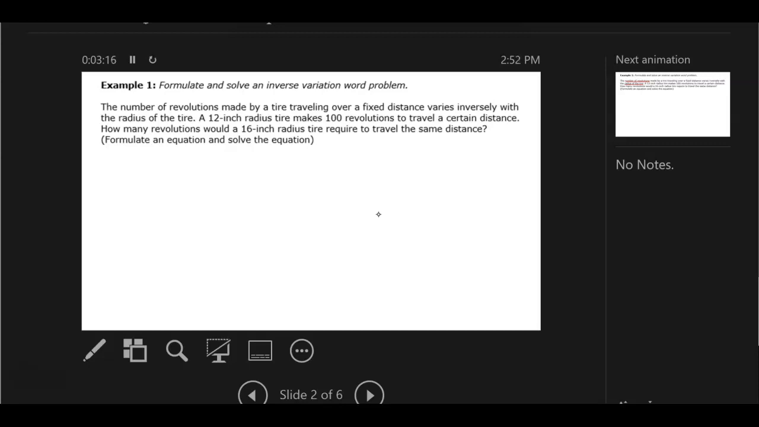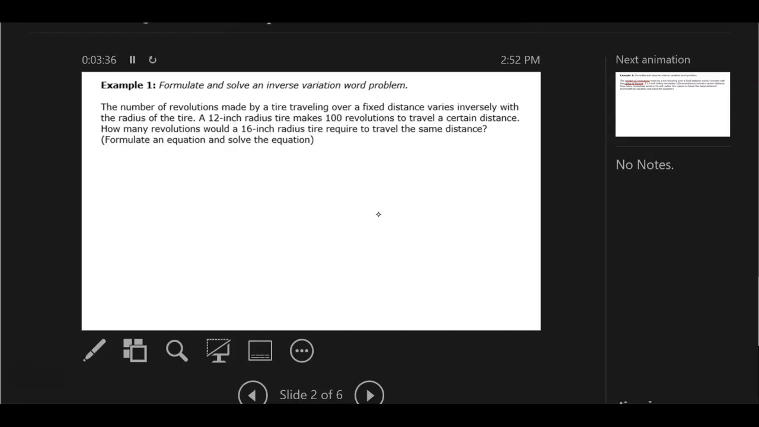Inverse variation or varies inversely. Keep going. It says with the radius of the tire. Do y'all see the two things we're talking about? We're talking about revolutions and radius. So it says 12-inch radius makes 100 revolutions. So we know for sure that these two go together. To travel a certain distance, keep going.